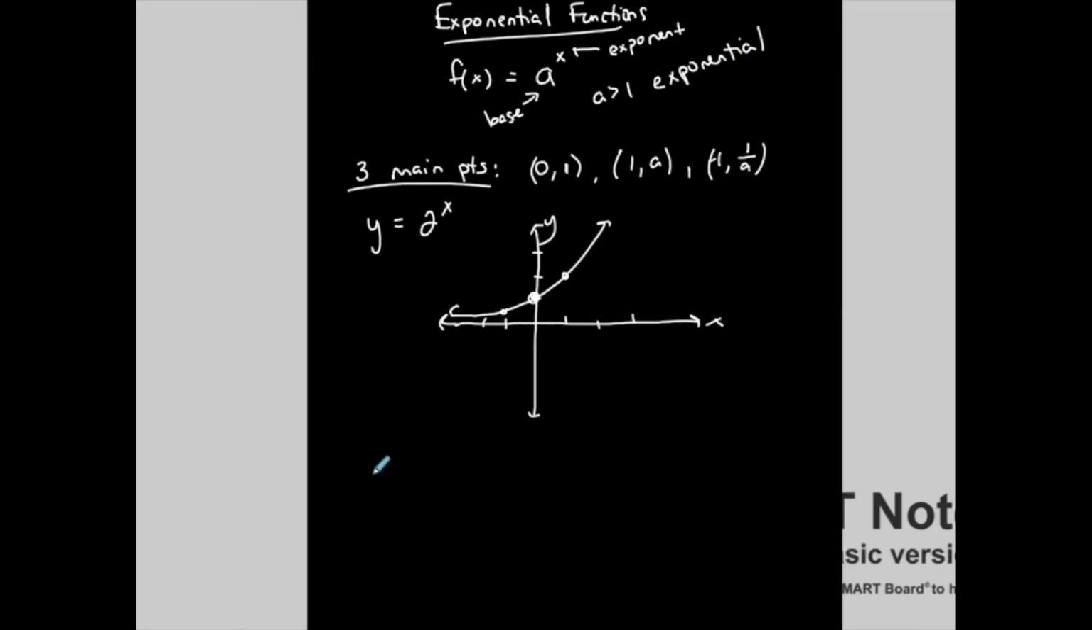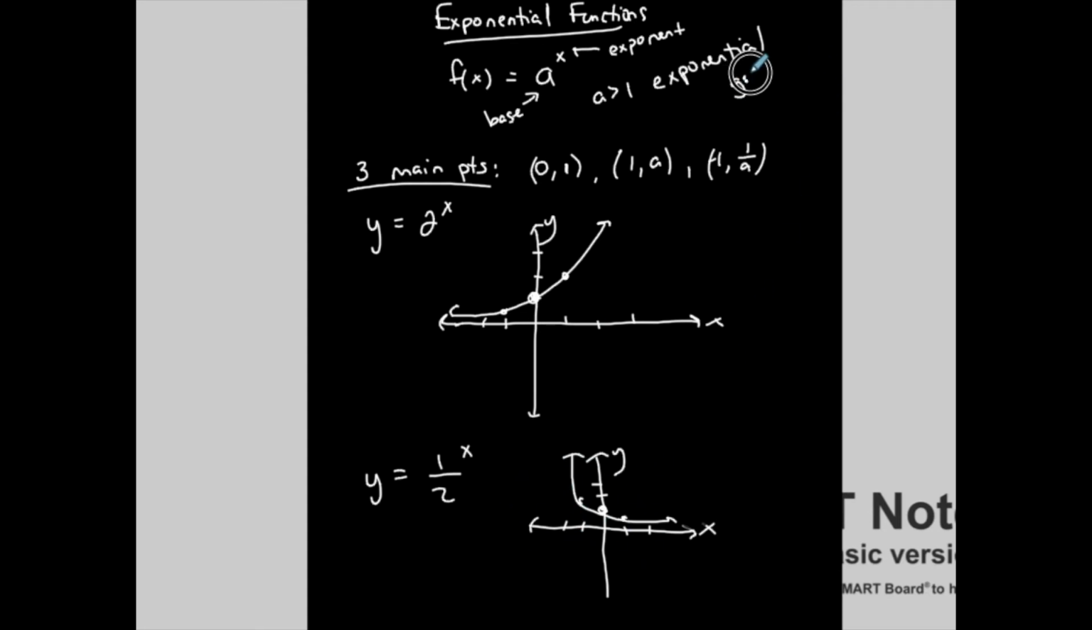If a were less than 1, so let's do an example like that. So let's say 1/2 to the x. So in that case, again, this graph is going to go through 0, 1 also. When x is 1, y is 1/2, and when x is negative 1, y is 2. So it's going to decrease. Similar kind of look, but now decreasing. This is called exponential decay.